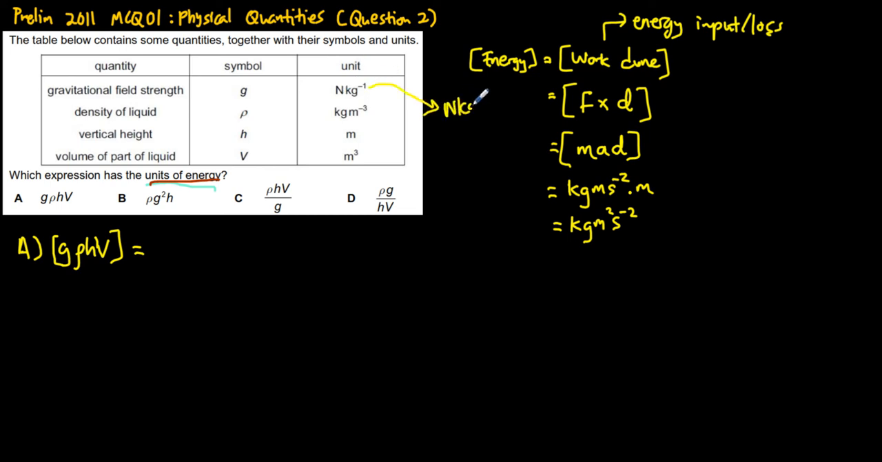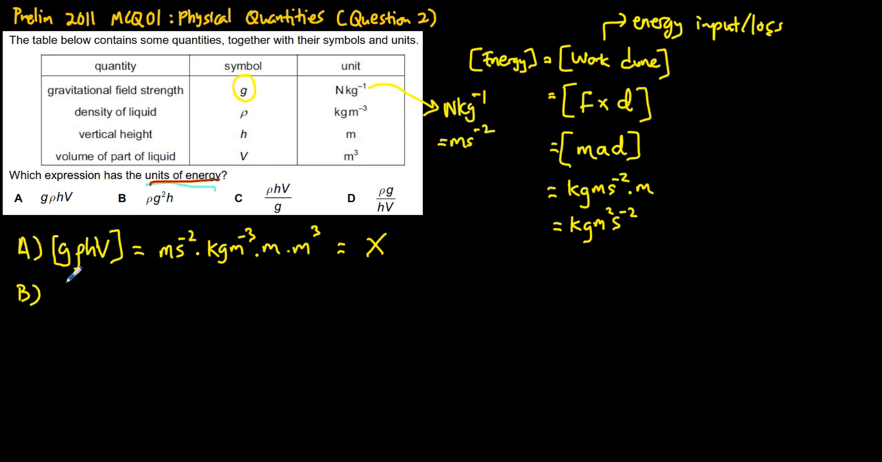Newtons per kg actually is equivalent to meter per second square, because you still remember the unit for gravity definitely is meter per second square, right? So we do not use this one, otherwise it will be very difficult for us to solve the problem. So G is meter per second square. Density is kilogram per meter cube. H is meter. Volume is meter cube. So this one will be meter power 4 times meter power 5 divided by meter power. Obviously the answer here will not be equivalent to this one, so we do not need to check further. A is out.